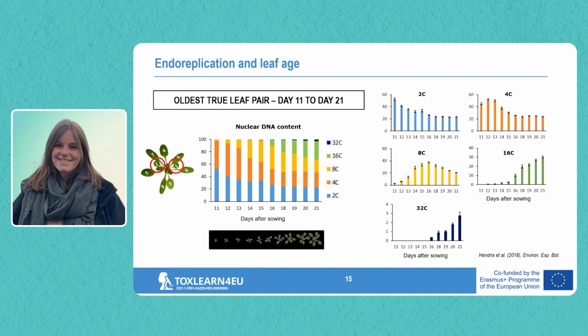So on the graphs on the right, it's actually the same thing, but now I just plotted each of these different colors in an individual graph. So here it's also nice. You can see that immediately from day 11 onwards, 2C DNA content starts to decrease. The 4C peaks around day 12 and then decreases. The 8C peaks a little bit later, and so on. So we really see that as the leaves grow older, the cells have gone through more and more endocycles.